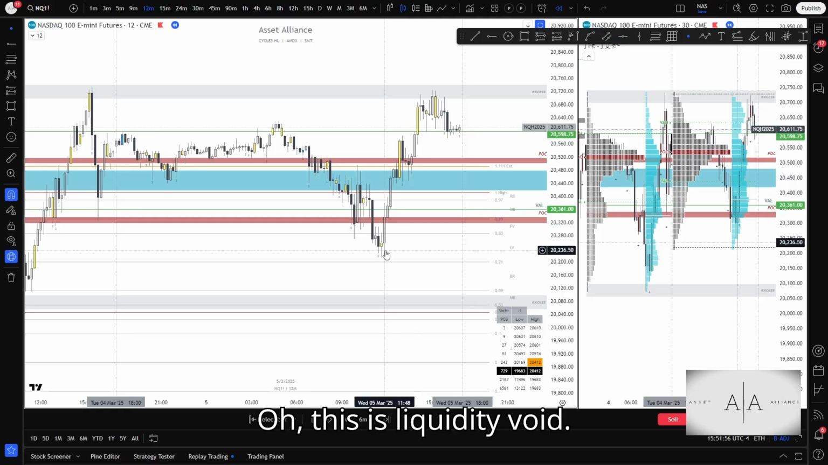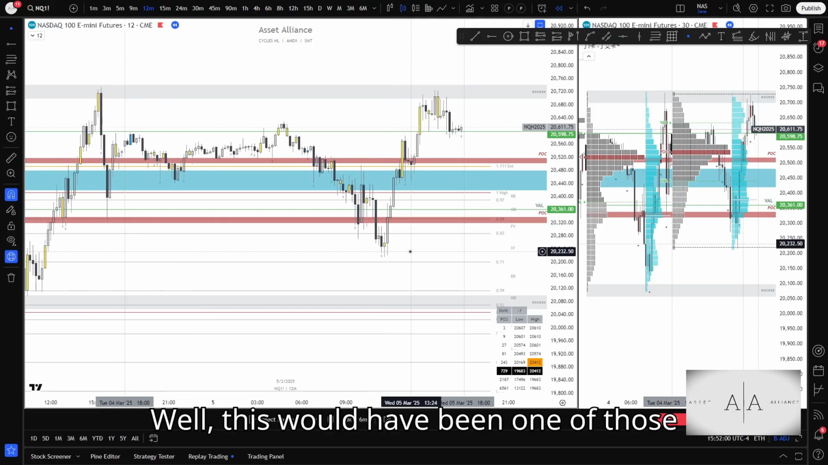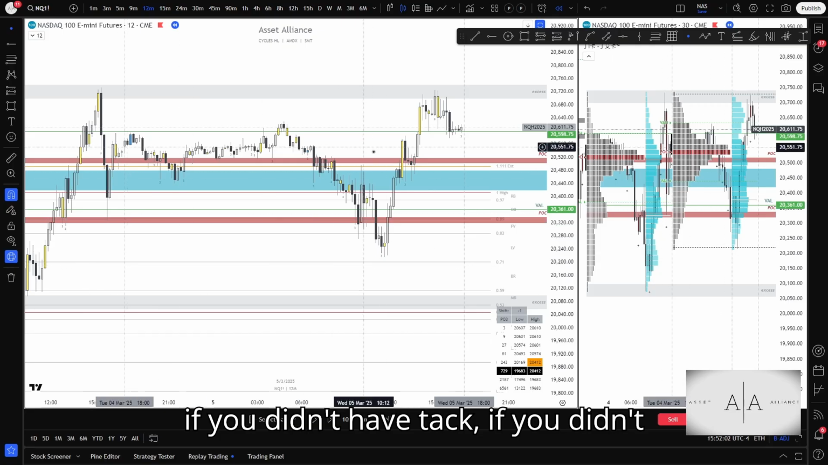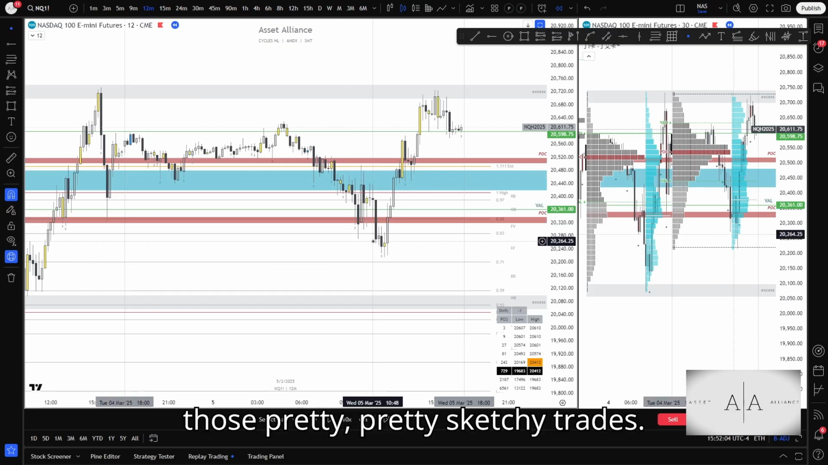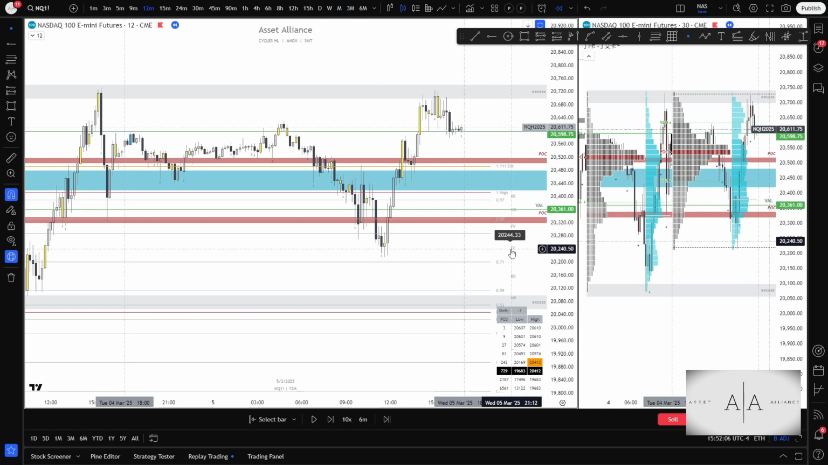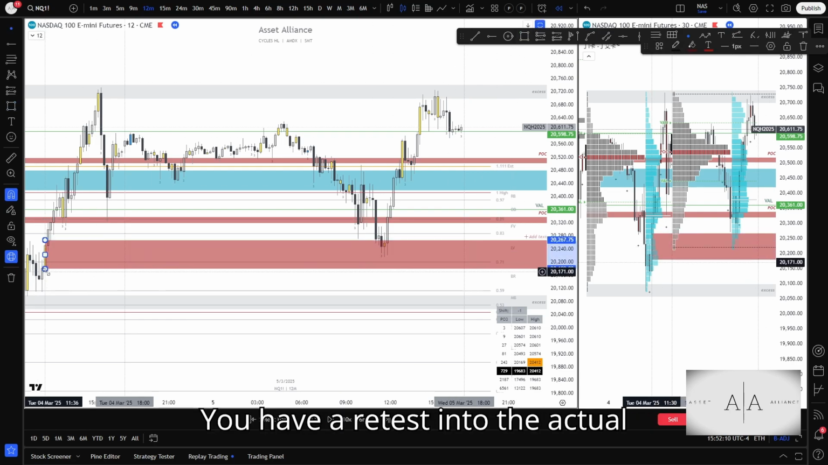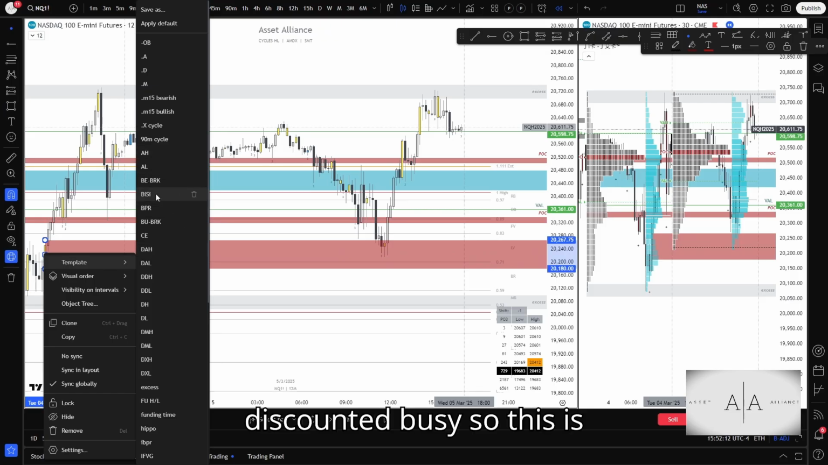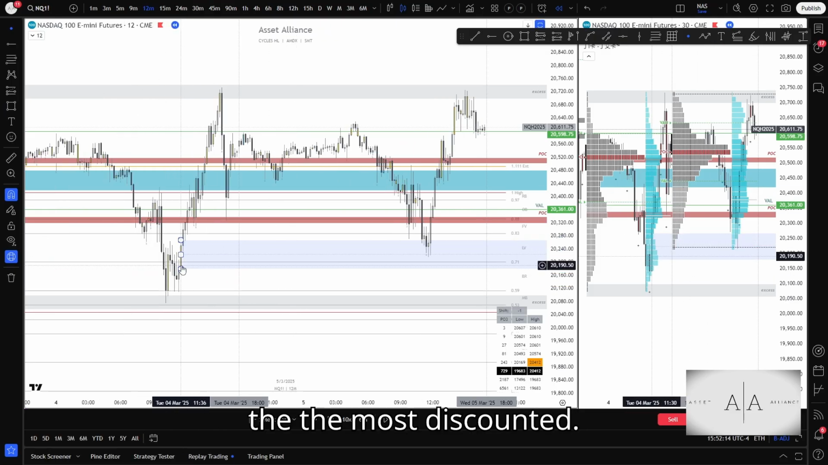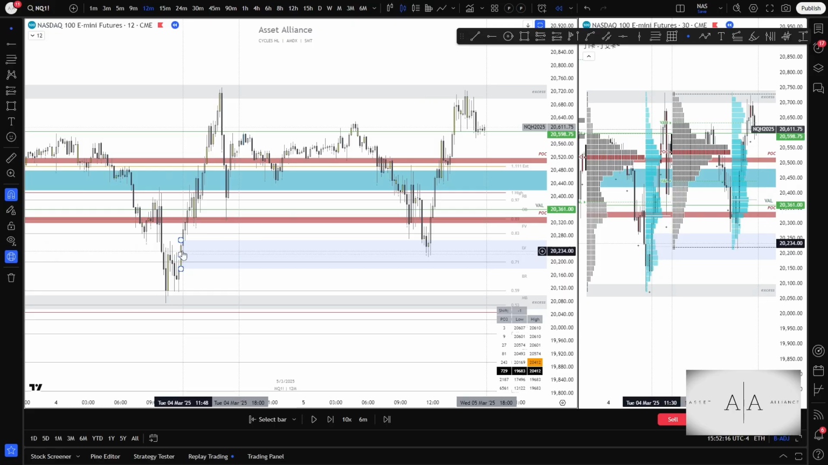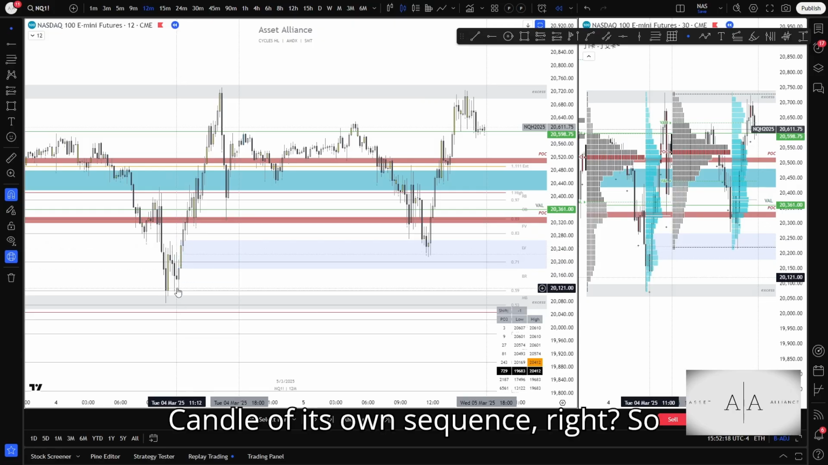Oh, this is a liquidity void. Well, this would have been one of those pretty sketchy trades if you didn't have TAC, if you didn't have timings. For me, it would have been pretty easy. You have a retest into the actual discounted BISI. So this is the most discounted candle of its own sequence, right?